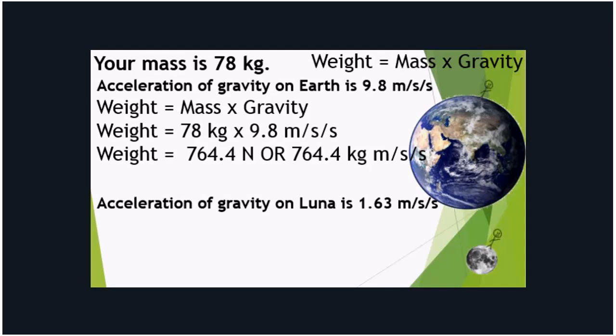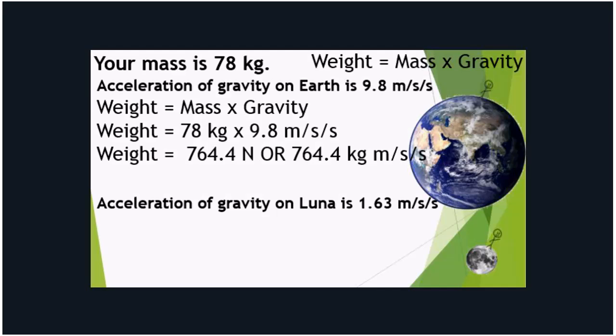Then what we're going to do is calculate your weight on our moon. The other name for our moon is Luna, and the acceleration of gravity on Luna is 1.63 meters per second per second, meaning that if I drop something, it only speeds up about 1.63 meters per second every second, which is much, much slower than on Earth. Our mass does not change because the amount of stuff that you are made of does not change unless you considerably gain weight or something else before you go to the moon, which we're going to assume is not happening.